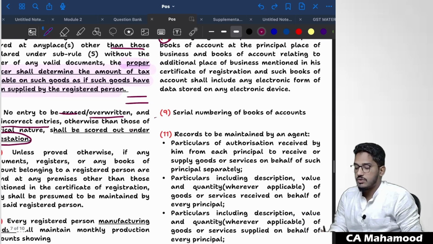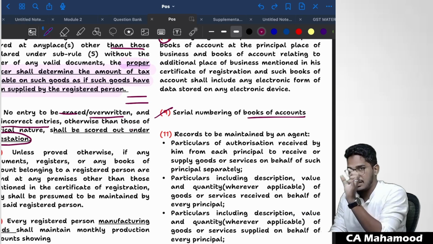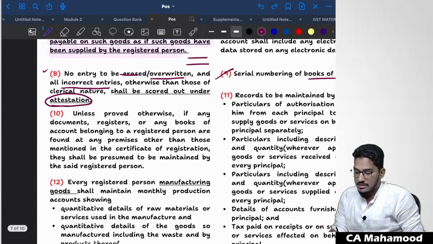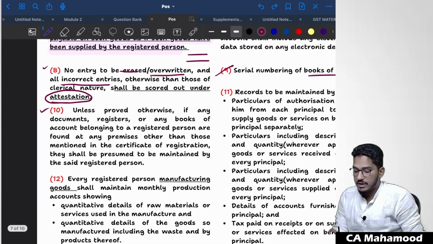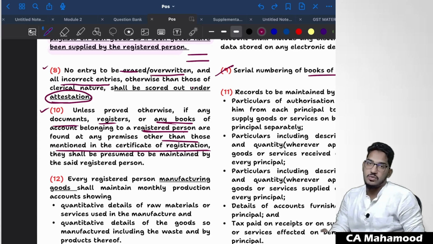Next, whatever books of accounts you are maintaining, all those books of accounts should be serially numbered. There should be proper serial numbering of the books of accounts. Then sub rule 10 says, unless provided otherwise, if any documents, registers or any books of accounts belonging to a registered person are found at any premises other than those mentioned in the certificate of registration, they shall be presumed to be maintained by the said registered person only.